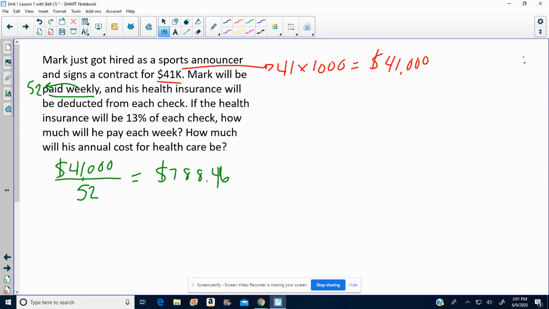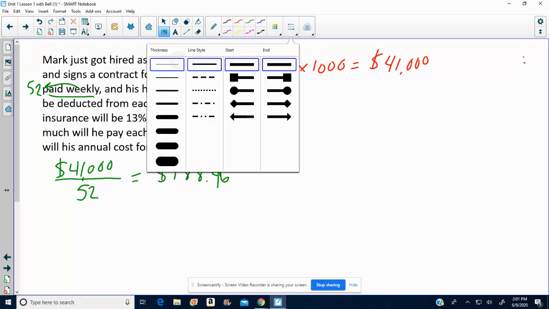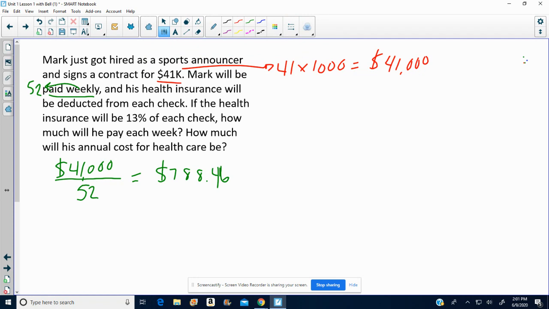All right, kind of doable. Okay, beautiful. Now we're going to find how much of that $788.46 check is going to go towards his health insurance. They told us that it was going to be that percentage. And in that previous question, I told you the easiest way to do anything with a percentage is to just make it a fraction, because percent means out of 100. So I'm going to take my 788.46 and I'm going to multiply that by 13 out of 100. That's going to give me my actual amount here.